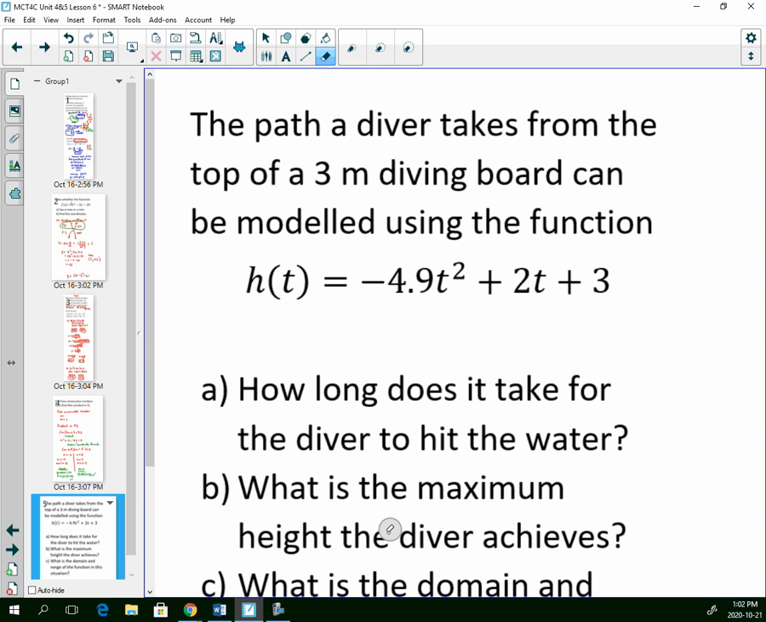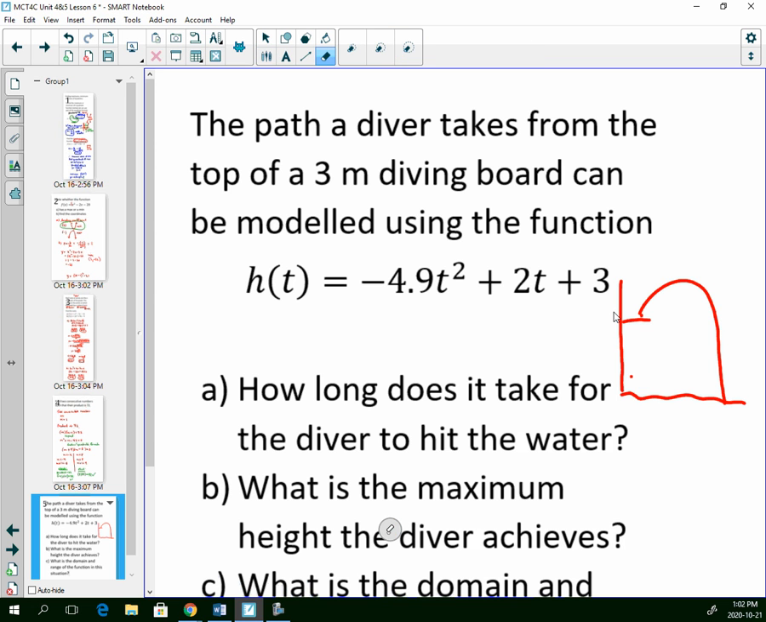Okay, this is a typical quadratic question where you have a path of some sort of projectile, or in this case it's a person diving off a cliff. Oh, it's a diving board actually. So he's on the diving board and he's jumping off, right? He's going to hit the water. So you've got a parabolic shape, and you have the equation given. So it says, how long does it take for the diver to hit the water?